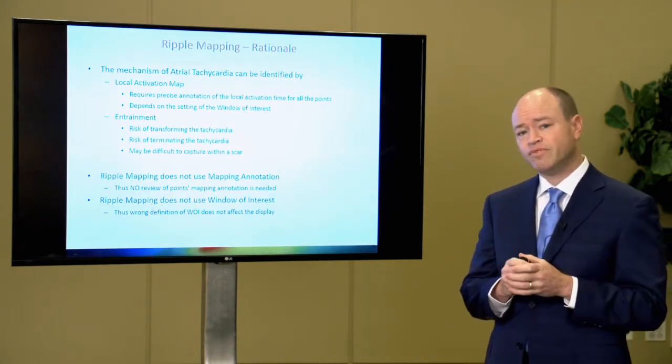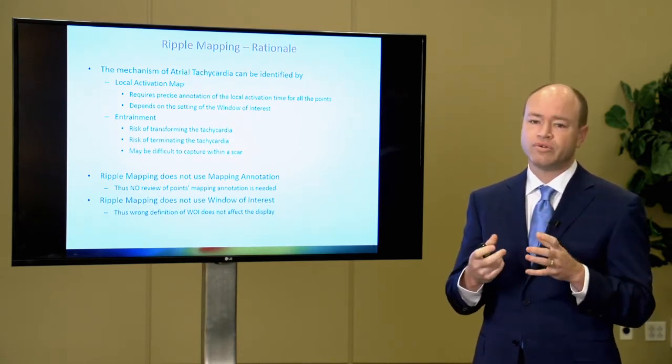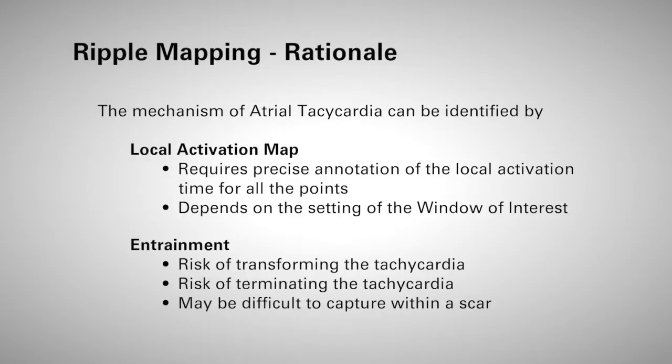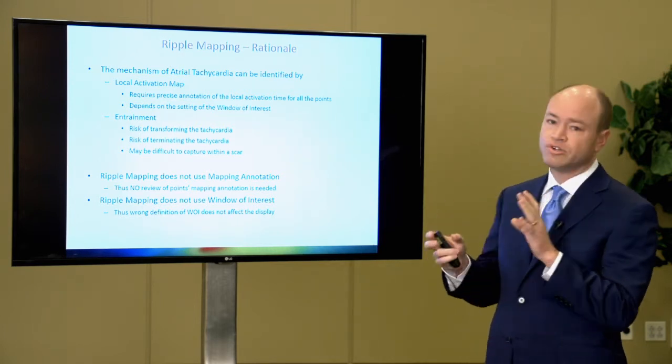First of all, the basics of ripple mapping. To take a step back, this is a different method of displaying activation and local voltage than what we've seen before. The mechanisms of atrial tachycardia traditionally can be mapped out through local activation timing as well as through entrainment mapping. The local activation map does require precise annotation, which has always been one of the Achilles heels of this mapping method. No matter how long or fractionated the electrogram was, we had to choose one activation site to mark. This requires precise annotation for all activation points, and critically, all activation depends on a window of interest that we set in a somewhat arbitrary way in many situations in order to determine early versus late.